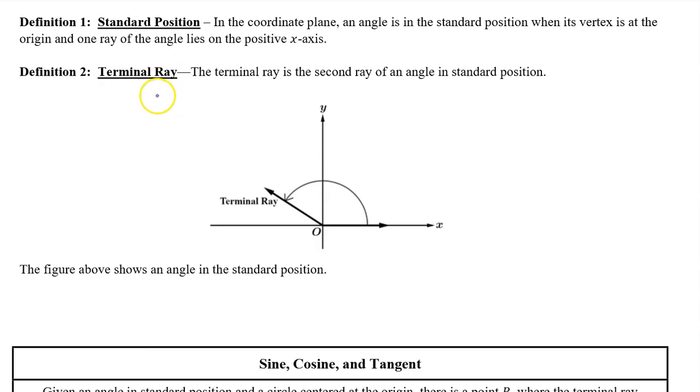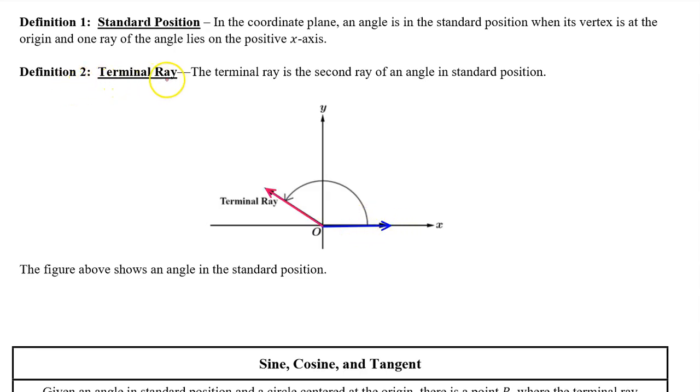Here are two vocabulary words that come up all the time in trigonometry. Definition number 1, standard position. In the coordinate plane, an angle is in the standard position when its vertex is at the origin and one ray of the angle lies on the positive x-axis. For example, this blue angle is in standard position because the vertex is at the origin and one ray of the angle is on the positive x-axis.